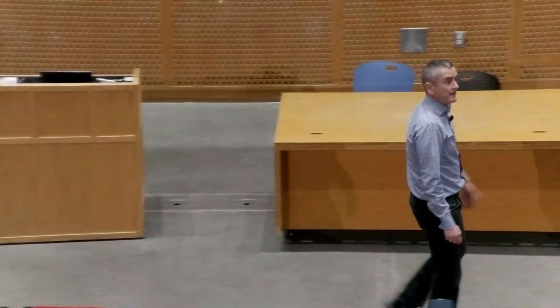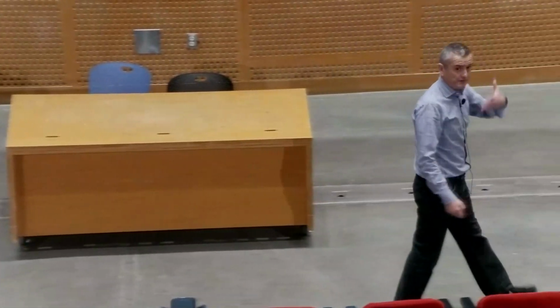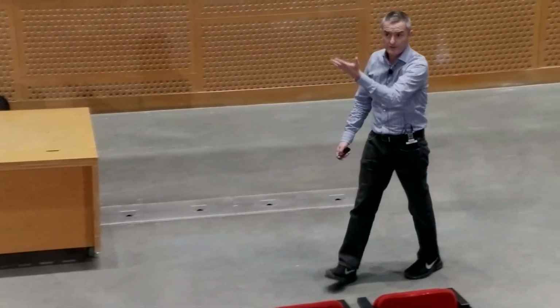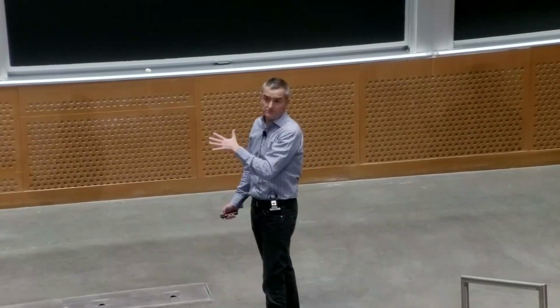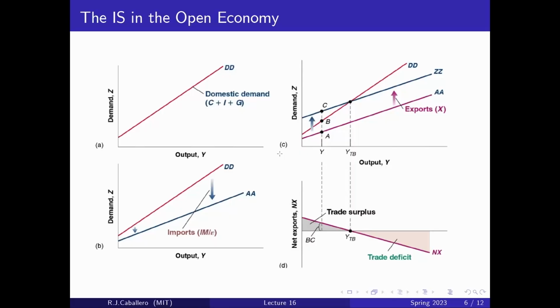Because import grows when output grows, but export doesn't. Exactly. Export is not a function of domestic output. It's a function of foreign output. While imports is an increasing function of domestic output, and net export is exports minus imports. Okay? So that's why this is decreasing. And this point here happens to be when the two things are exactly balanced. That's trade balance. It happens to be the point where DD is equal to ZZ.